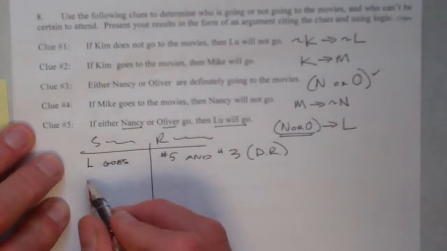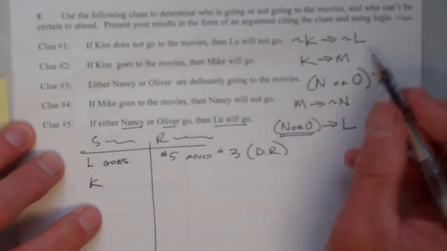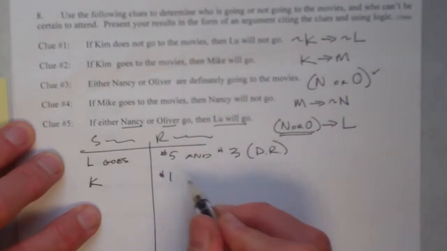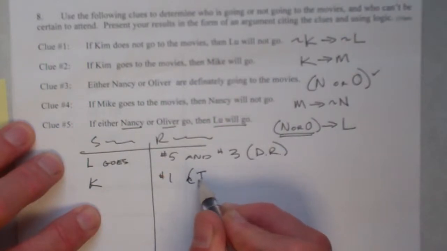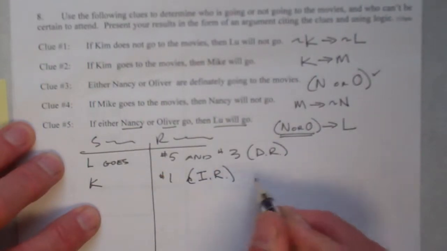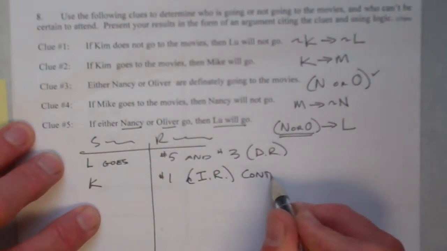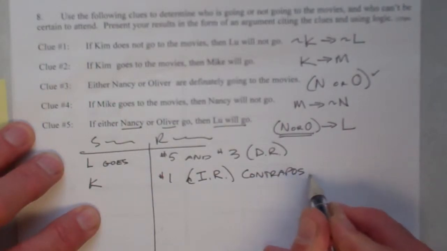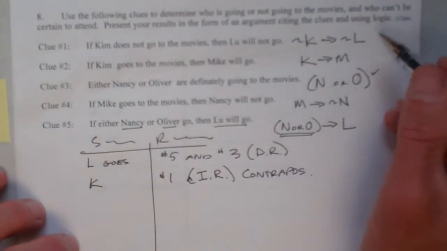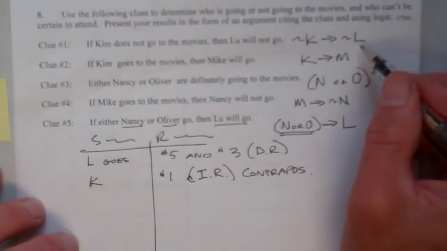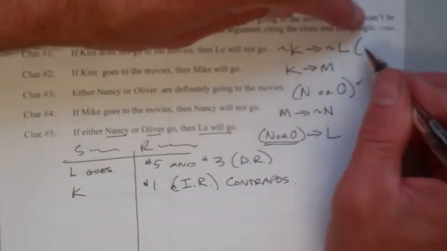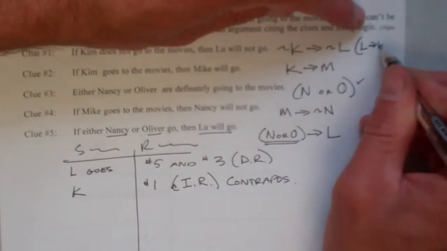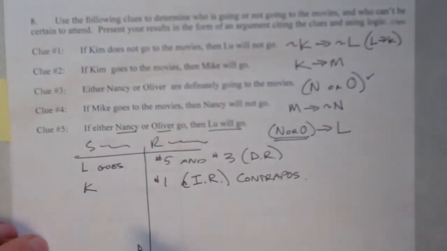Well, if Lou goes, then we know that Kim is going to go because of clue number 1 and then what's called indirect reasoning. Okay, that's the contrapositive, or you could write contrapositive. That's the fact that you can take any original statement and do the inverse of the converse, and that would be also saying that if Lou goes, Kim has to go. Well, Lou is going, so Kim does have to go.